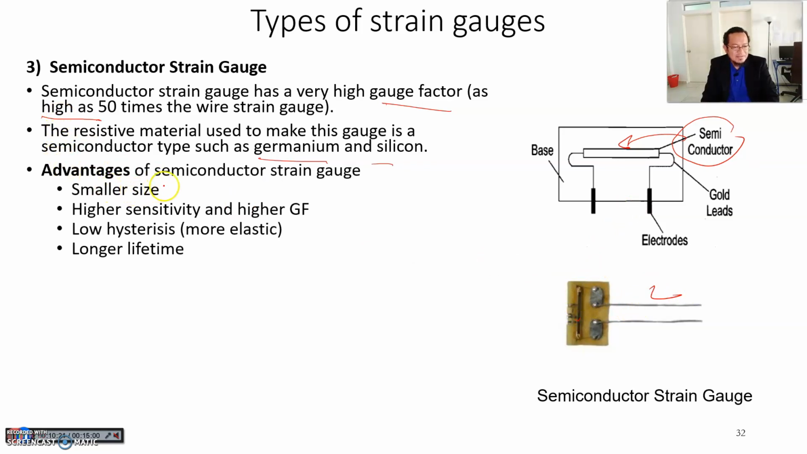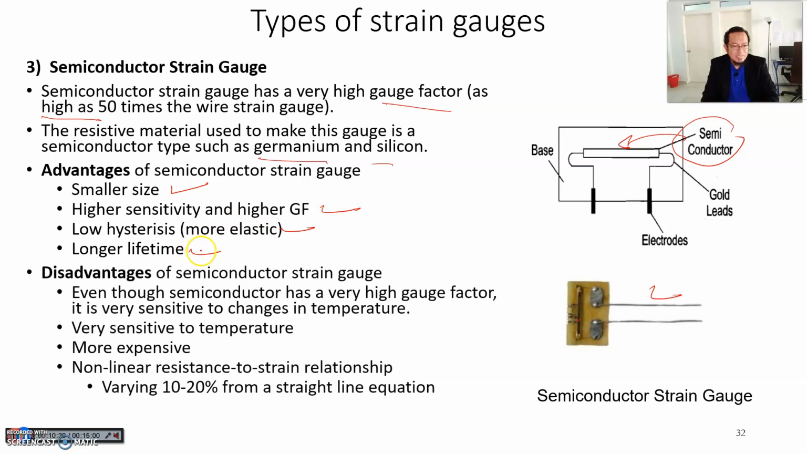The advantages of the semiconductor strain gauge are that it's smaller, has higher sensitivity, low hysteresis, is more elastic, and has a longer lifetime. But of course, there are also some disadvantages. Although it has a very high gauge factor, it's very sensitive to change in temperature. For example, if you put a semiconductor in an environment where temperature changes drastically, then the measured resistance will also change, so it might not measure the strain very accurately.